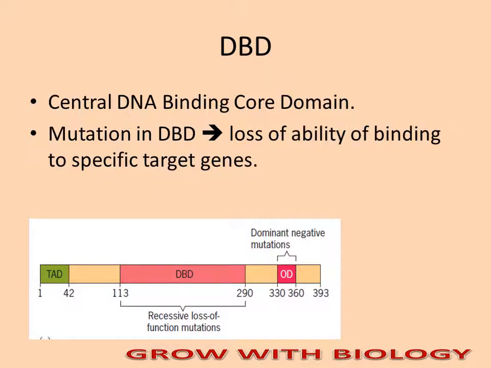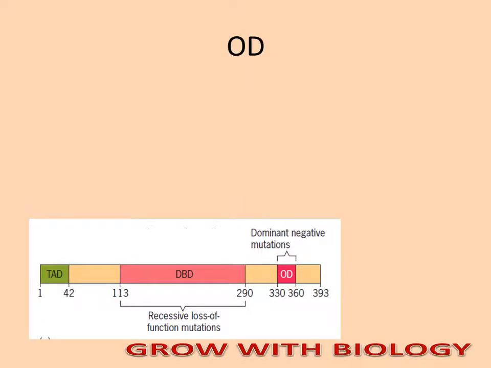So in the entire protein, if the DBD region has been mutated, then it will lose the ability to bind to specific genes. Now what are these specific genes? These specific genes are related to carcinogenesis or they are anti-carcinogenesis. So if it loses its ability to bind to specific targeted genes, then the tumor suppressor activity will be repressed. So it forms a loss of function mutation.